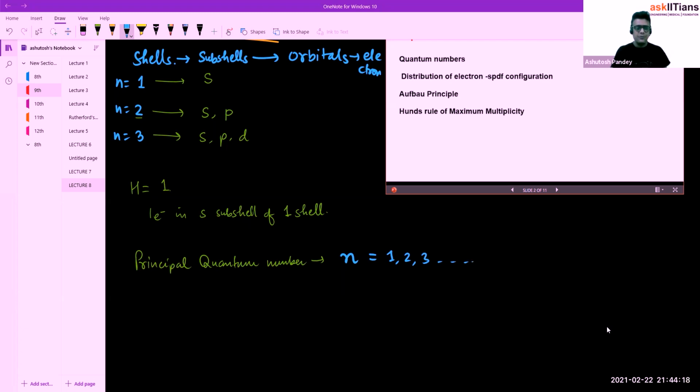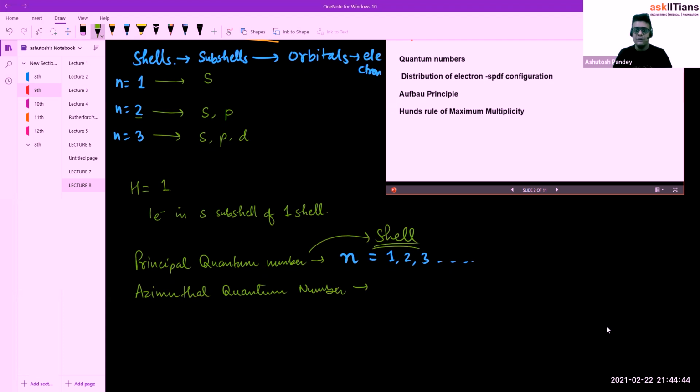Now after the principal quantum number we have another quantum number called the azimuthal quantum number. You will learn about these in detail in class 11th. So the principal quantum number tells us about the shell.